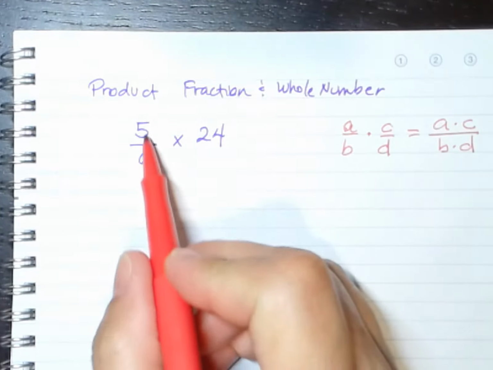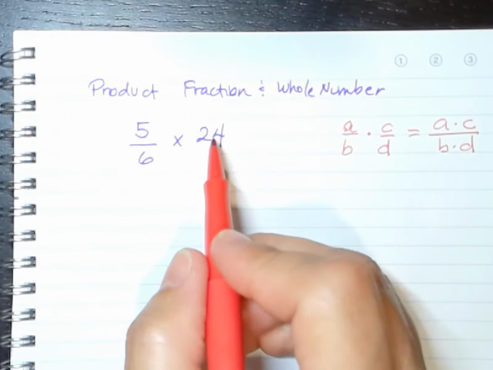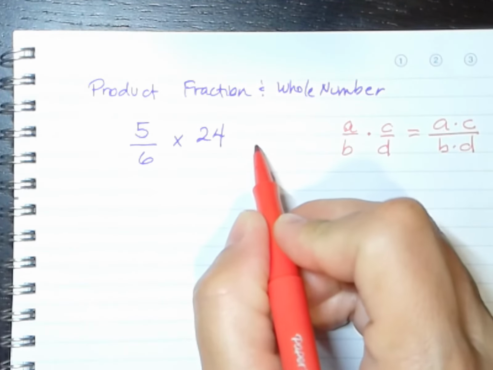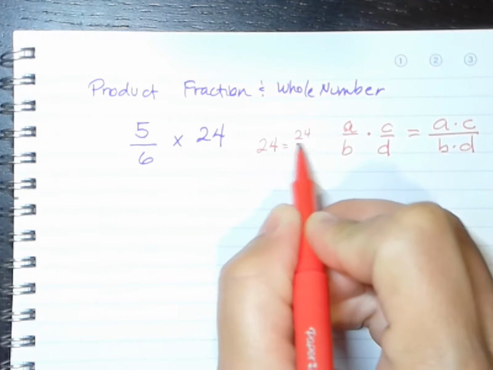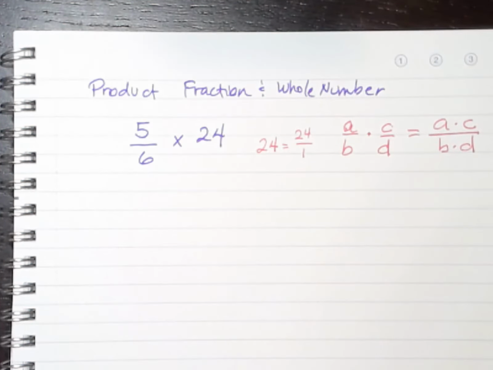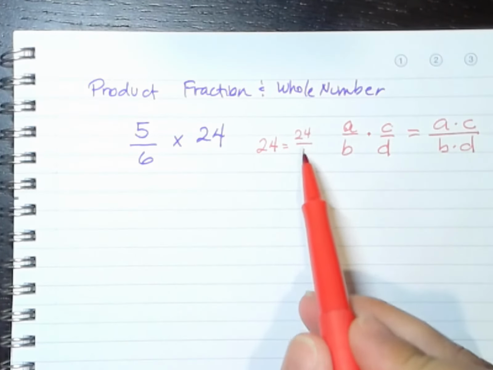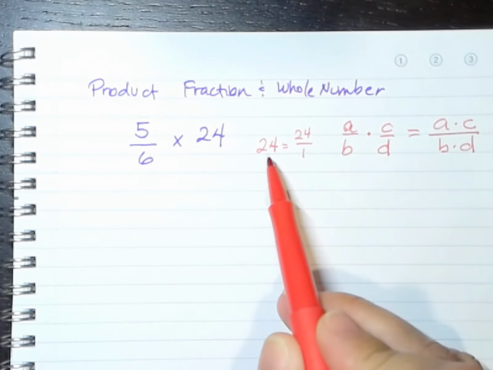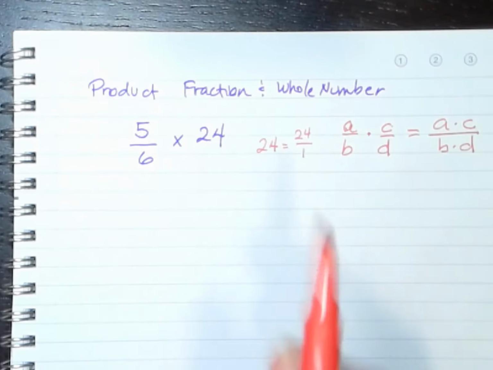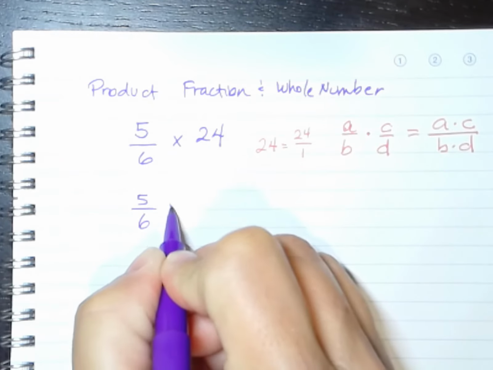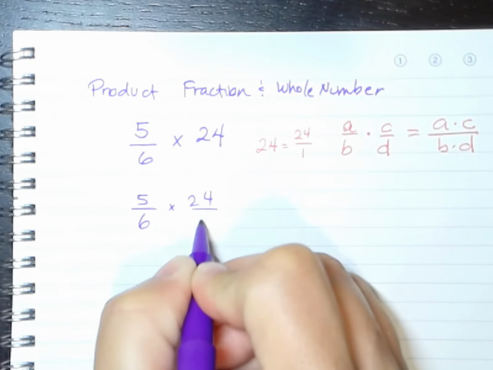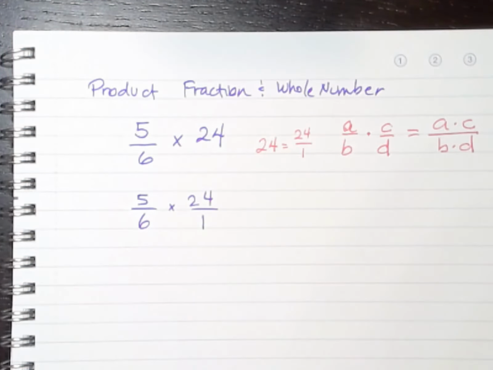So for this one, I have a fraction, but I have a whole number. So I can rewrite 24, and you'll need to remember that 24 is the same as 24 over 1. Fractions are just division. This means 24 divided by 1, and 24 divided by 1 is 24. So in order to work this problem, I need to take 5/6 times 24 over 1.